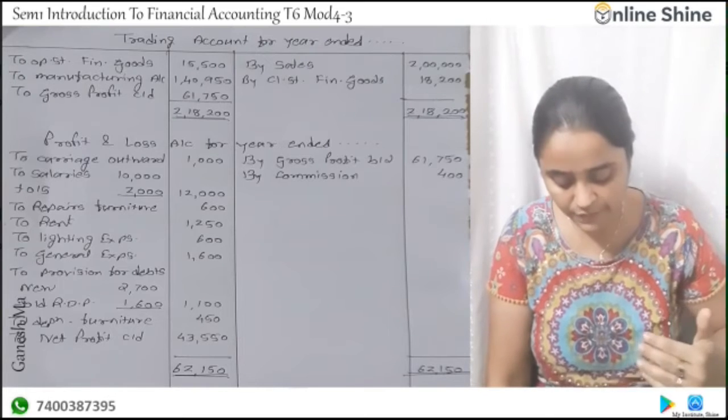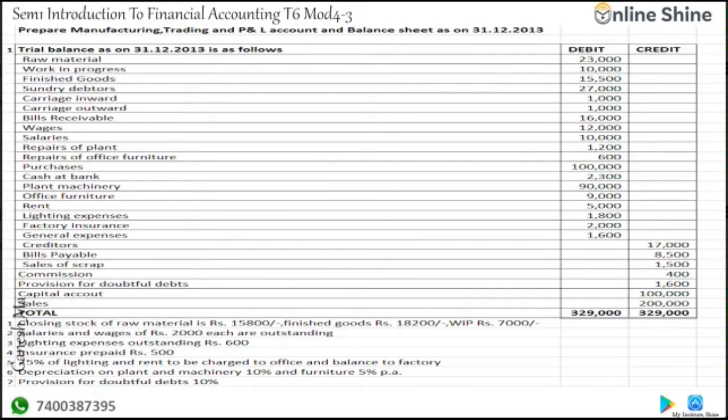So now we can see over here, there were 6 adjustments and we have finished all the adjustments. Now, one more thing to be clarified over here is, when you solve your final account sum, from the trial balance, first take one by one each item.